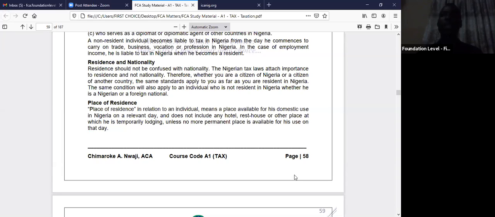So if you have gone to the village for December, you have not relocated and you are there till January 1, that is not your place of residence because you still have to go back. So except maybe sometime during the year, you now relocate. When you relocate, you've changed your place of residence.